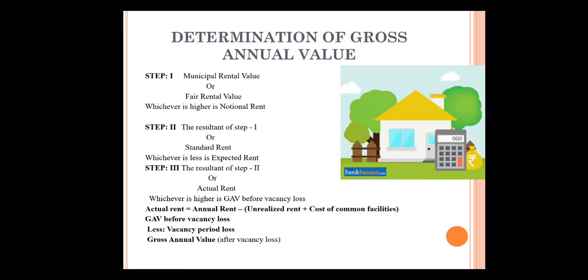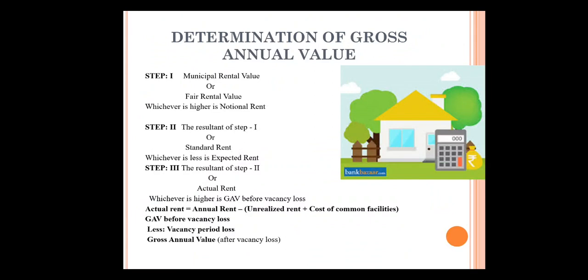Then here we have some steps to calculate the gross annual value. Under step 1, we consider the municipal rental value and fair rental value. Both figures should be compared. The higher value is taken as notional rent. This is the step 1 answer. And then we go for step 2. In step 2, we compare two figures, that is the step 1 answer and standard rent. Of these two figures, the one which is less is taken as expected rent. This is also called the step 2 answer.